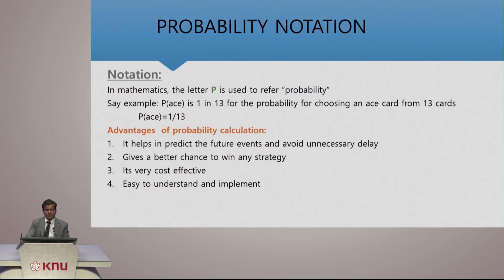Some notation of probability: we always use P to refer to probability. For example, P of ace is 1 in 13, the probability of choosing an ace from 13 cards of a suit in poker. So P of ace is 1 by 13. There are many advantages of probability calculation. It's very cost effective, easy to understand and implement. It gives a better chance to win with strategies, and it helps to predict future events and avoid unnecessary delay. It's very useful because we have the data in hand, so you can clearly predict.